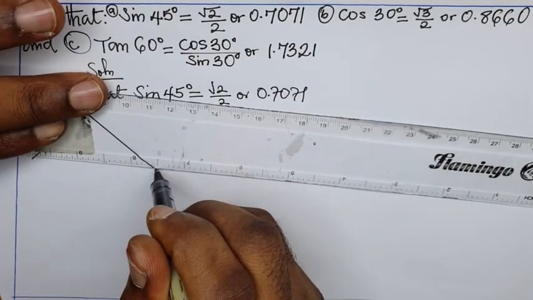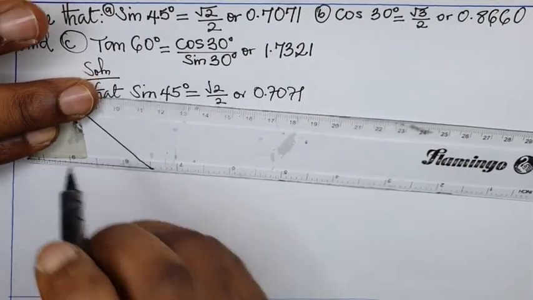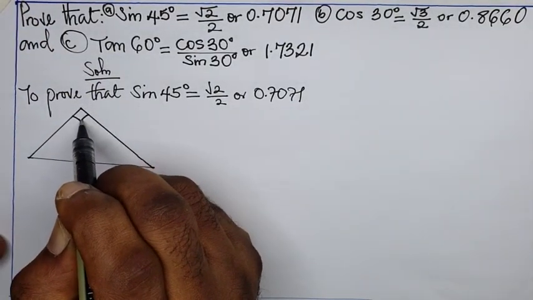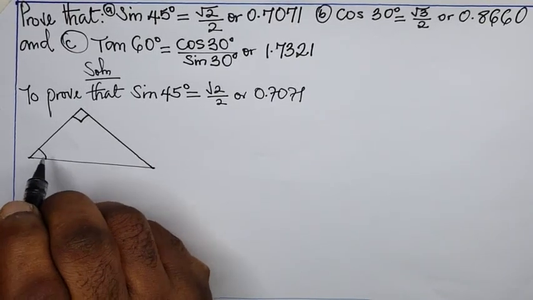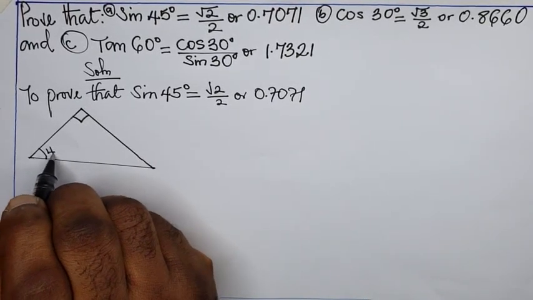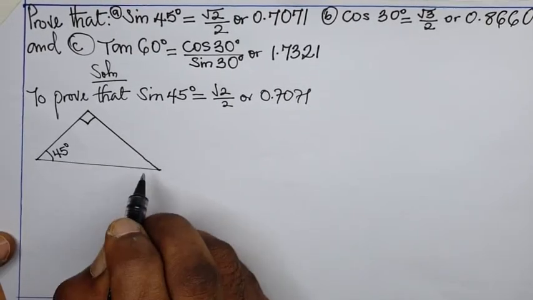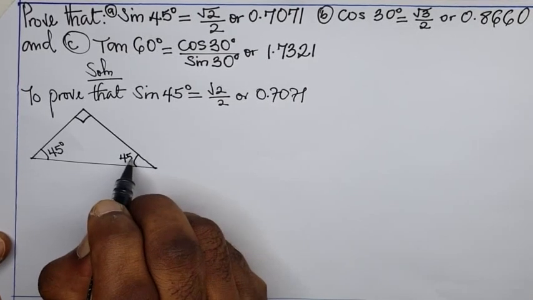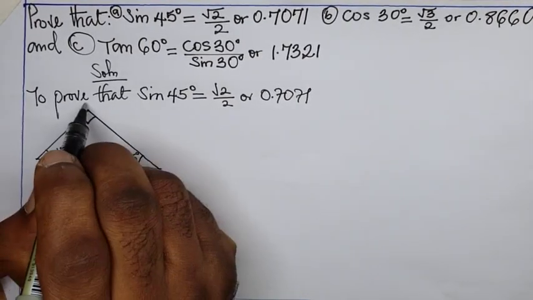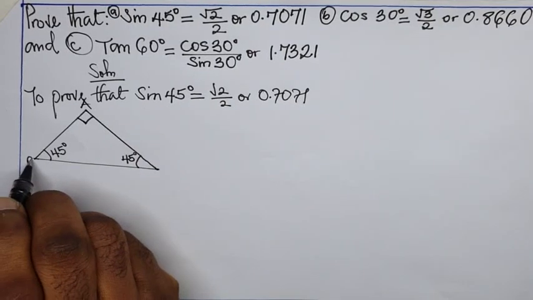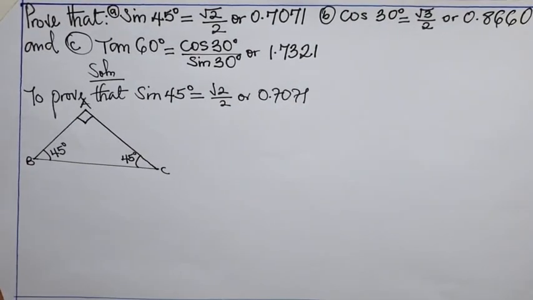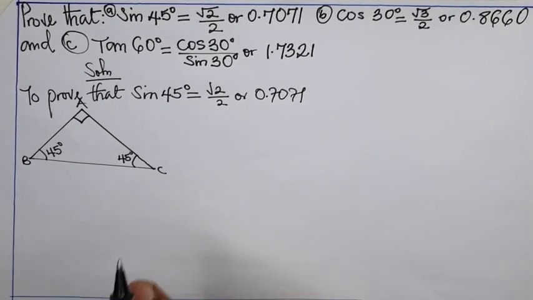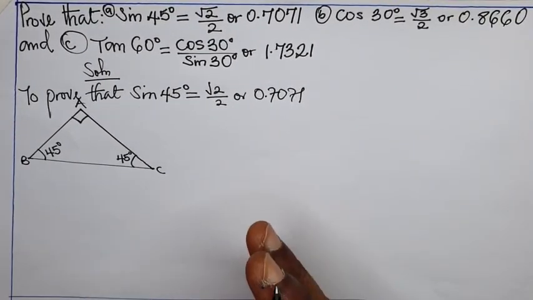So let's do this. First, I have this isosceles triangle that has 90 degree on top here, and on this side of the triangle, I have a 45 degree angle, while on this part of the triangle I have a 45 degree also. I am going to call this triangle ABC. Now, for me to generate the trigonometric ratio, I will be needing the opposite, the adjacent, and the hypotenuse.